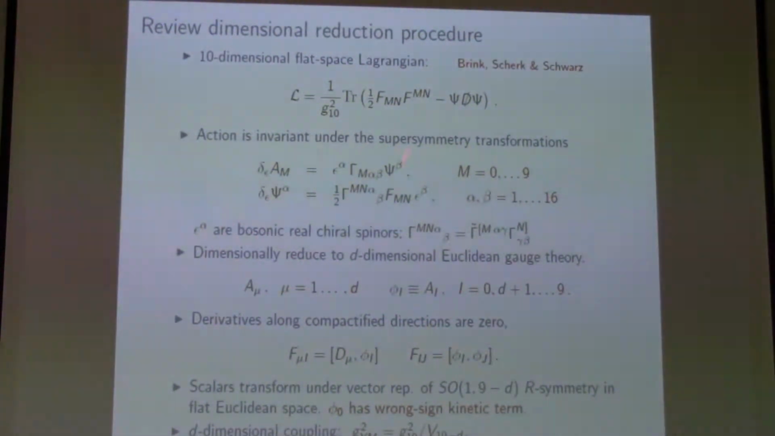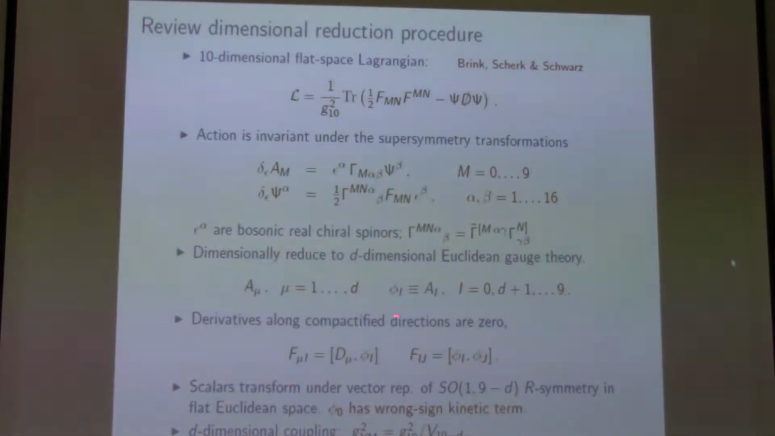And the time-like direction that I had up here is actually going to correspond to the direction of a scalar field. So the scalar fields are going to be labeled by 0, and then d plus 1 up to 9. Then the derivatives along compactified directions are 0, so that means that if we have a cross term for our field strength, it's really a covariant derivative acting on a field phi, and F_ij is just the commutator of phi_i and phi_j.